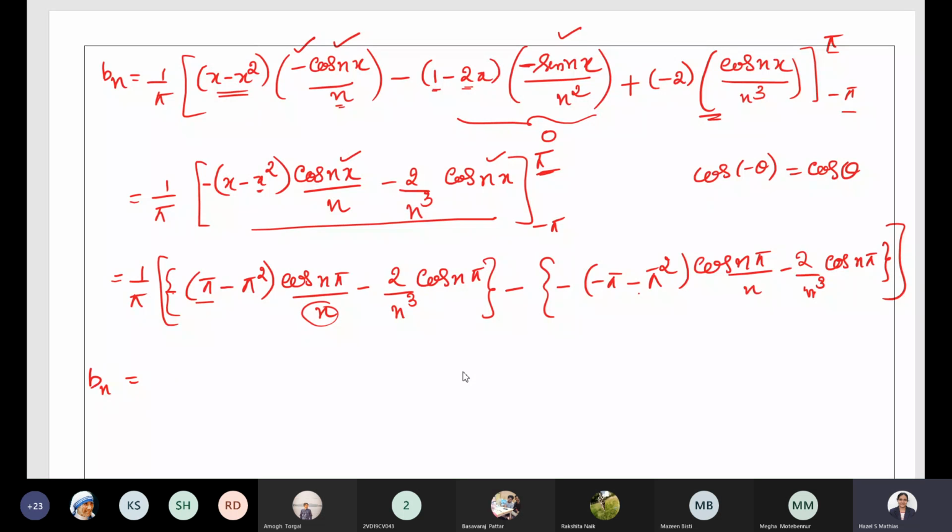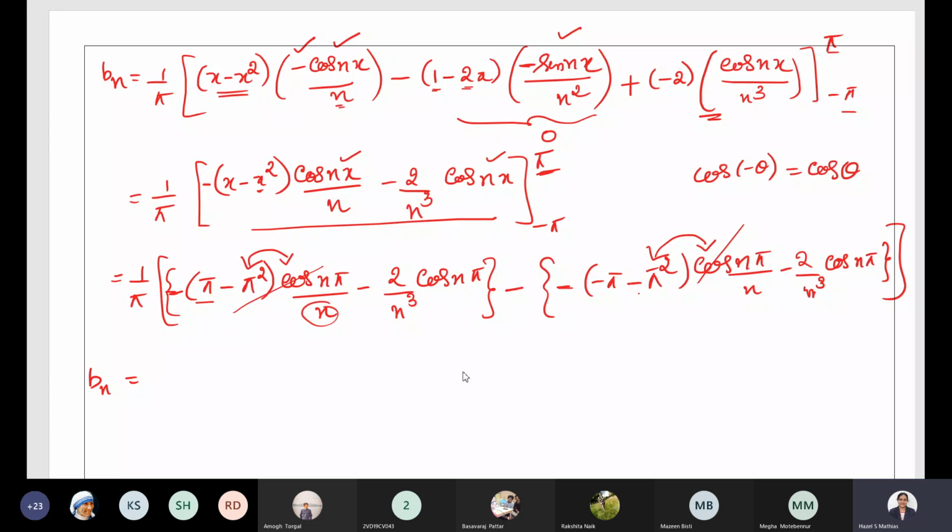See this term, you consider this term, and here is the term. These two get cancelled because here there is a negative sign. Minus of minus plus pi square cos n pi by n, and here you have minus minus minus, which is minus pi square cos n pi by n. So this term here gets cancelled.